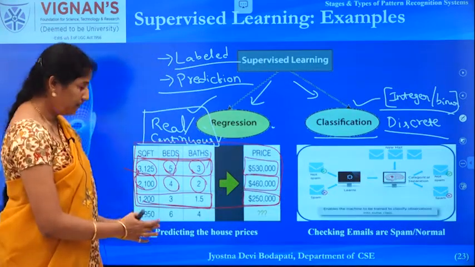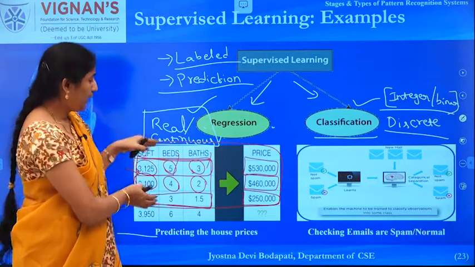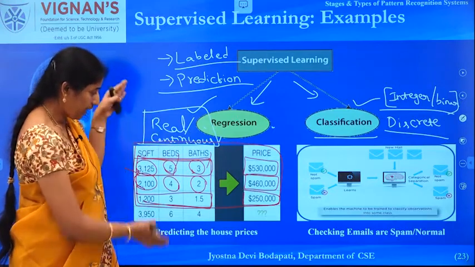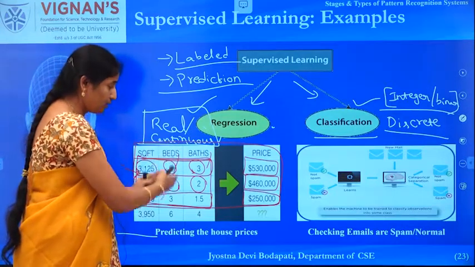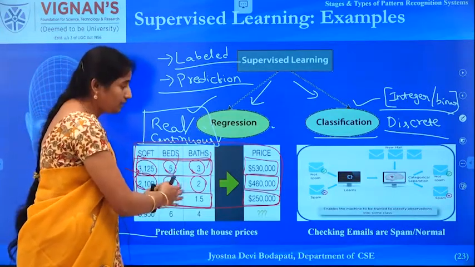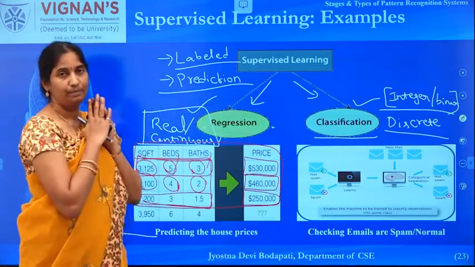Similarly, I have some more examples. Here I have taken only 3 examples. I will have certain house price examples along with the size of the house, bedrooms and bathrooms. Along with that, I quote the price also. That will be passed as input to your model.